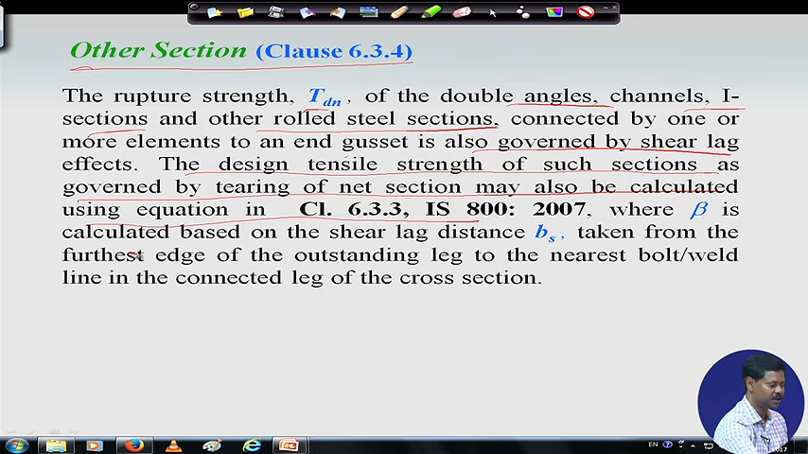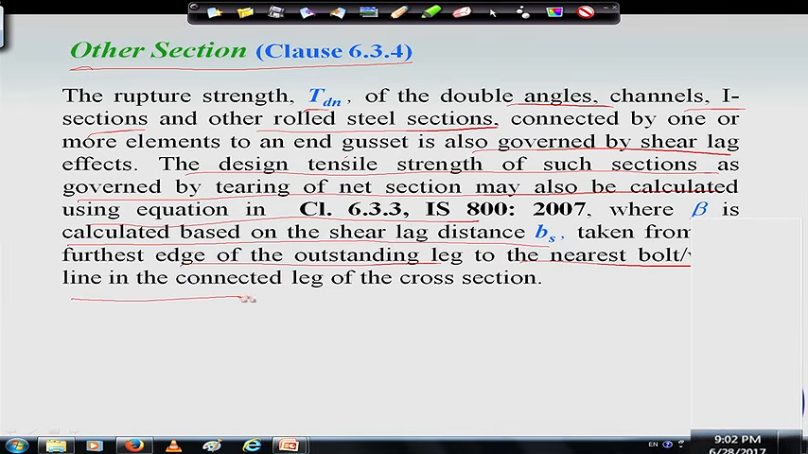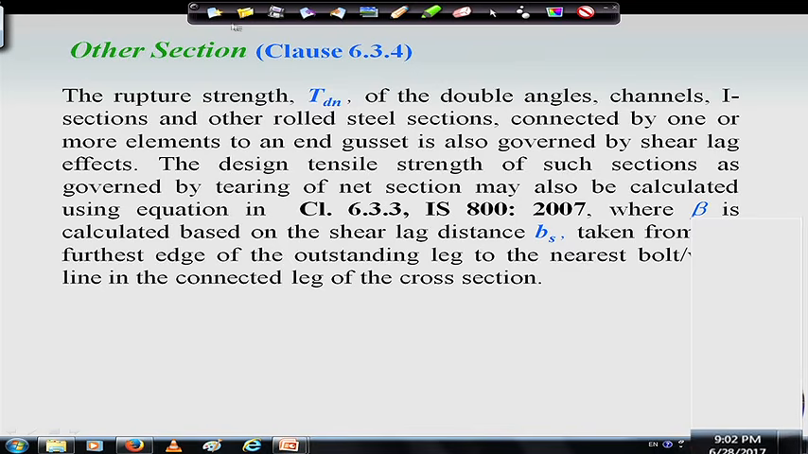Here beta is calculated based on the shear lag distance Bs, which we have calculated earlier. We have seen it is taken from the farthest edge of the outstanding leg to the nearest bolt or weld line in the connected leg of the cross section. So, this is what clause 6.3.4 describes. So, for other sections we have to keep this in mind for calculating the TDN value.